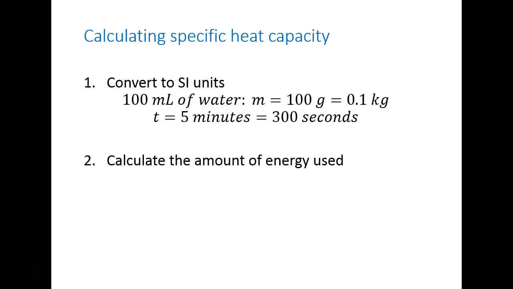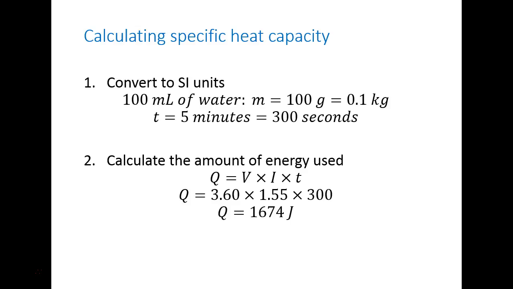The second step, we need to calculate the amount of energy used. So remember the equation Q equal to V times I times T. So the heat energy Q is equal to 3.6 volts multiplied by 1.55 amps multiplied by 300 seconds. And that's going to give you heat energy equal to 1,674 joules.